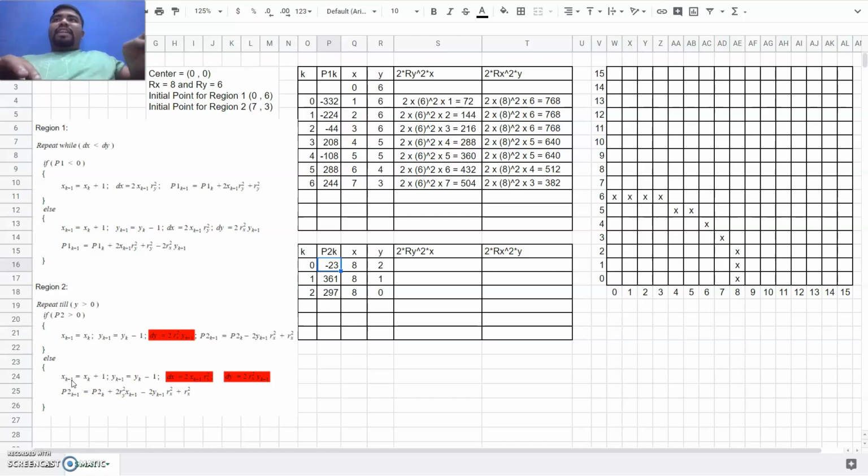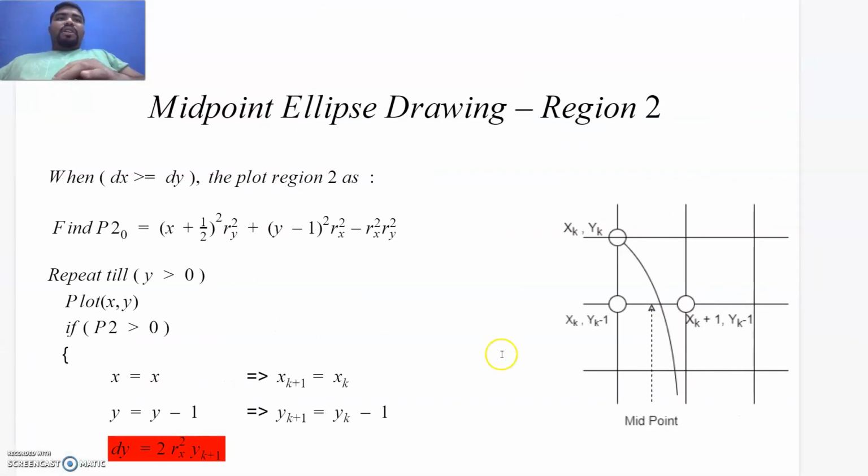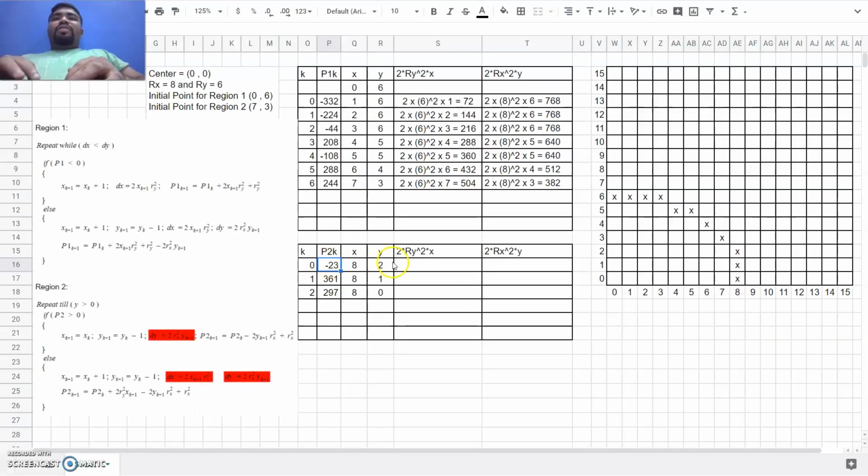We'll be choosing the right hand side pixel. You can see that happening over here, right? As it is inside, we have to choose the next x, that is xk plus 1. And obviously y is going to decrement for sure in region 2 every single time. So the y, you can see it was 3 initially, which has gone down to 2, and the x is surely taking the right hand side point and it is coming to 8, right?